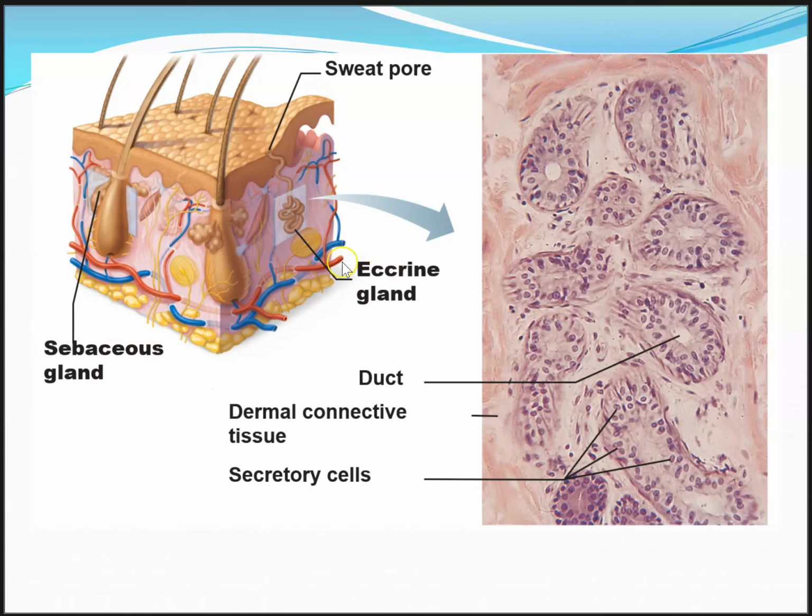So this picture just shows a cross section of the duct. So if you see that, ducts are usually lined by cuboidal epithelial cells, and this hollow space in the center of the duct of secretory cells in the skin is the lumen of the duct where the cell can secrete substances.